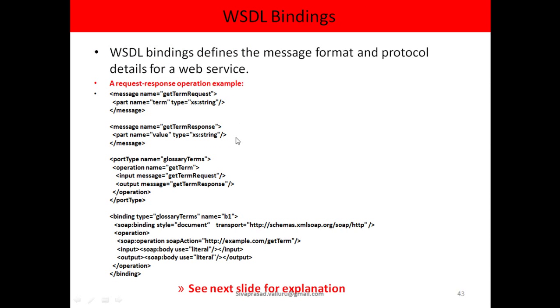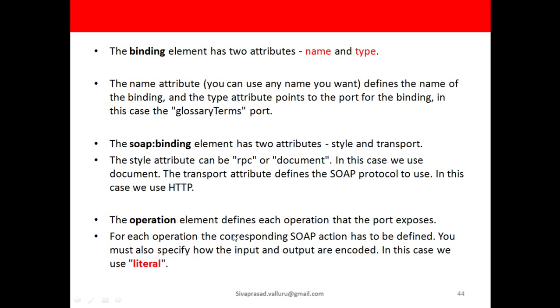So I already discussed bindings. Bindings in WSDL define the message format and protocol details. So here is an example of a binding, which says SOAP is the message protocol and the transport protocol is HTTP. Don't worry, next we'll see various other transports supported by SOAP like JMS or SMTP. Right now we are concentrating on HTTP as the transport.